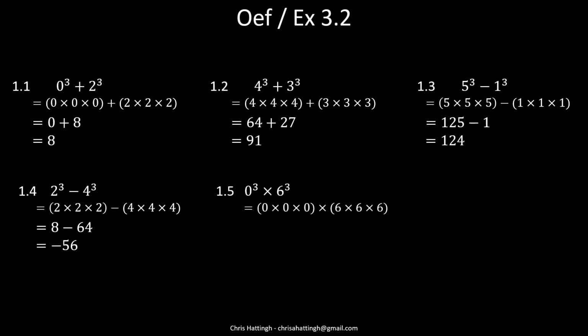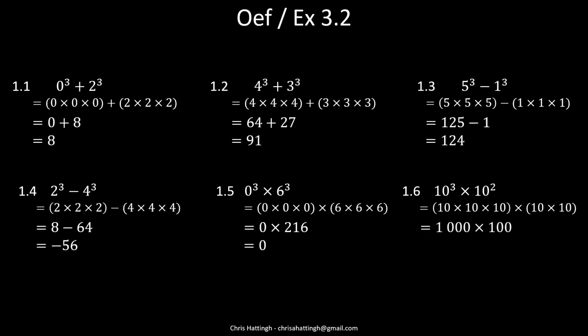Number 5, 0 times 0 times 0 times 6 times 6 times 6 is 0 times 216, and that gives you 0. Number 6, 10 times 10 times 10 times 10 times 10 gives you 1,000 times 100, and that gives you 100,000.